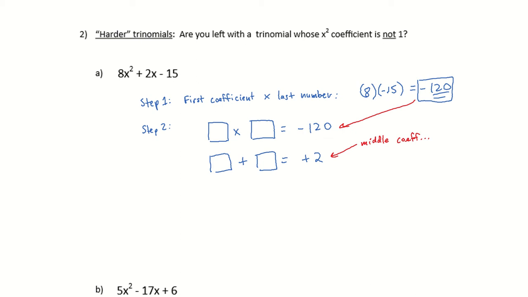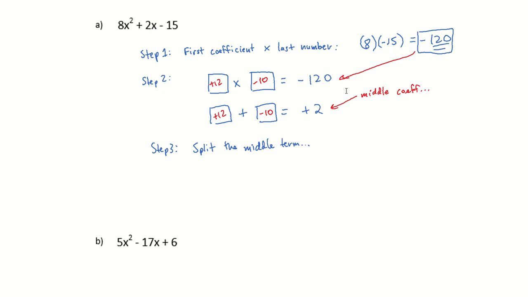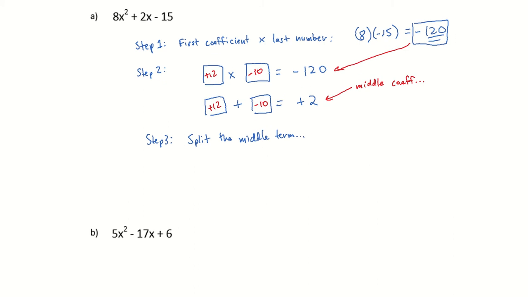So 120 is 12 times 10. If the 12 is positive and the 10 is negative, that's the ticket. Okay, so those are our two magic numbers that we need. Step 3 is we split the middle term into two terms using those magic numbers.